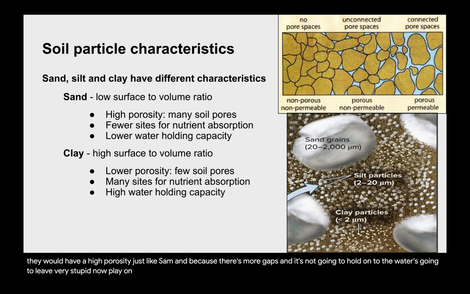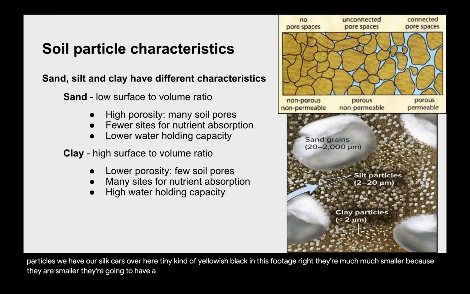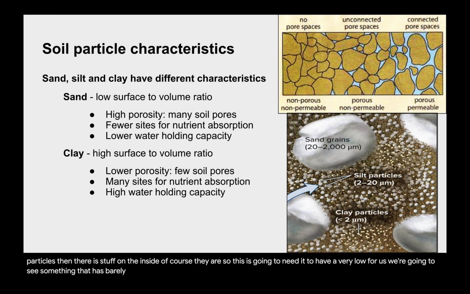Now clay, on the other hand, is the smallest of the particles. In this image, we have our sand particles and our silt particles here. These clay particles are the really tiny, yellowish dots in this image. They are much, much smaller. Because they are smaller, they have a high surface to volume ratio, meaning there is more exposed on the outside of these particles than there is stuff on the inside, because they are so small. This leads it to have a very low porosity. We're going to see barely any pore space when we're talking about clay-type substances.